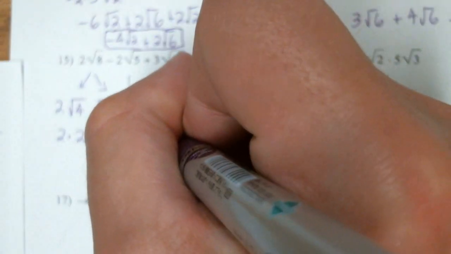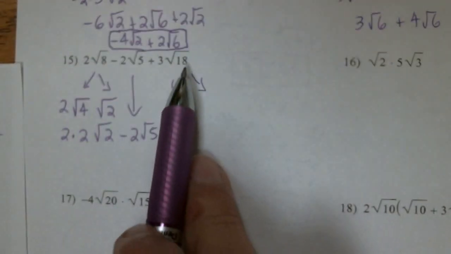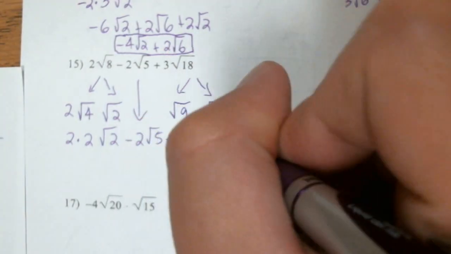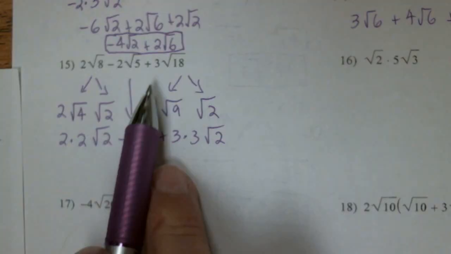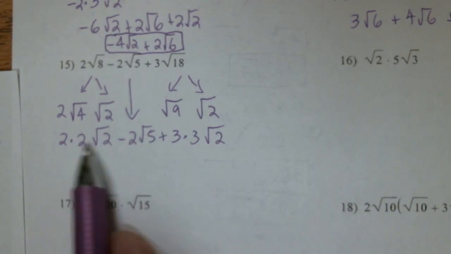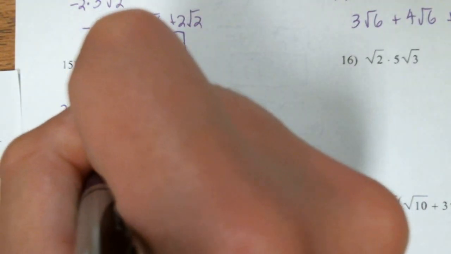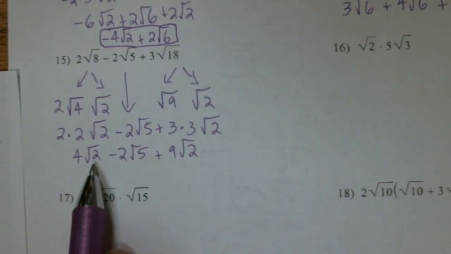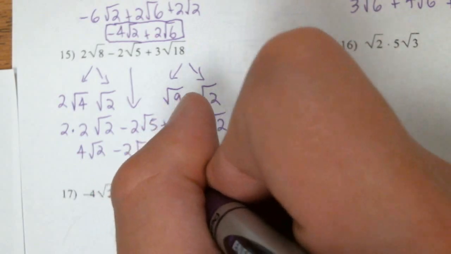And now I have plus 3 times whatever square root of 18 breaks down into. Perfect land is 9, non-perfect land is 2. Square root of 9 is 3, and then times the square root of 2. Because it's 3 times this, so it's 3 times 3. And now I multiply. 2 times 2 is 4, minus the 2 root 5. 3 times 3 is 9, so plus 9 times the square root of 2. And now the only thing I can combine is 4 apples plus 9 apples is 13 apples. So that's 13 root 2 minus this 2 root 5.